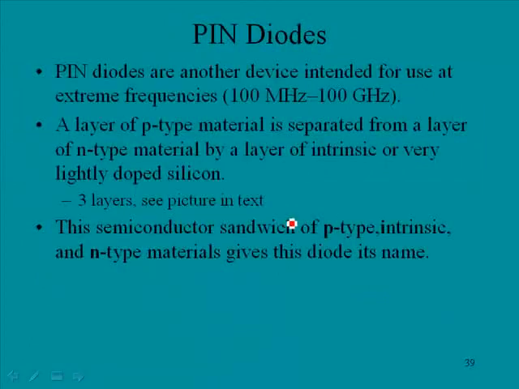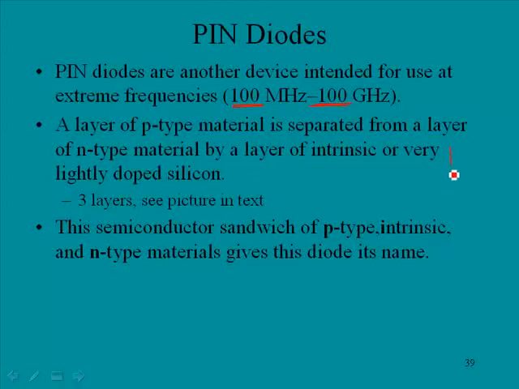Then the final one we're going to look at is pin diodes. Pin diodes are another device intended for use at extreme frequencies. We're talking about frequencies 100 megahertz to 100 gigahertz. A layer of P-type material is separated from a layer of N-type material by a layer of intrinsic or very lightly doped silicon.